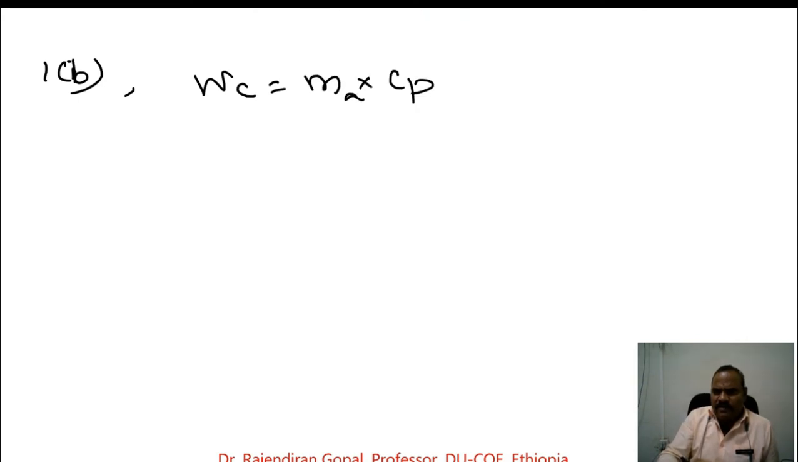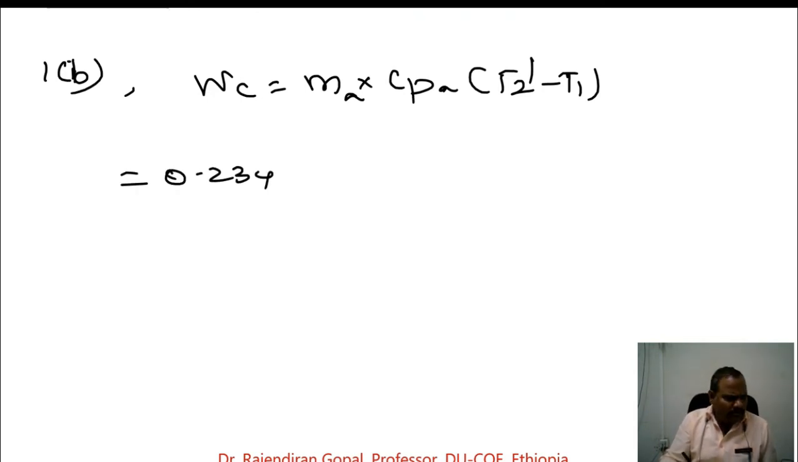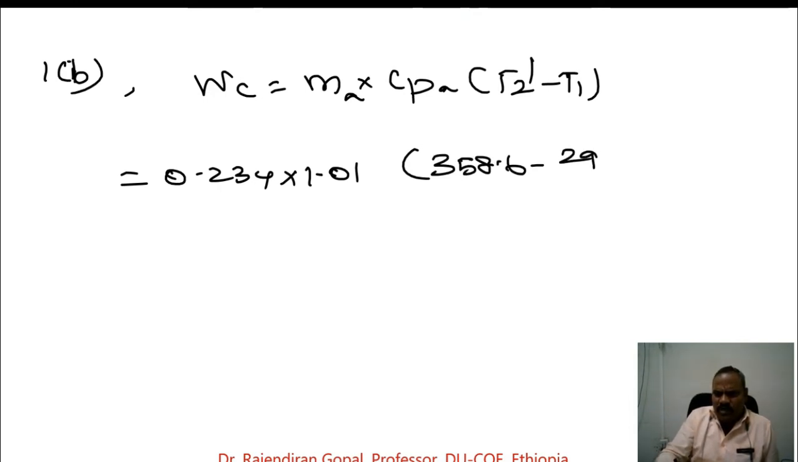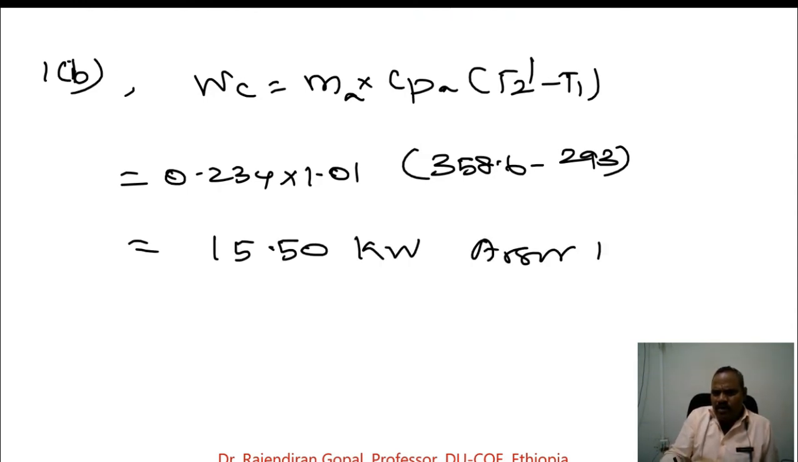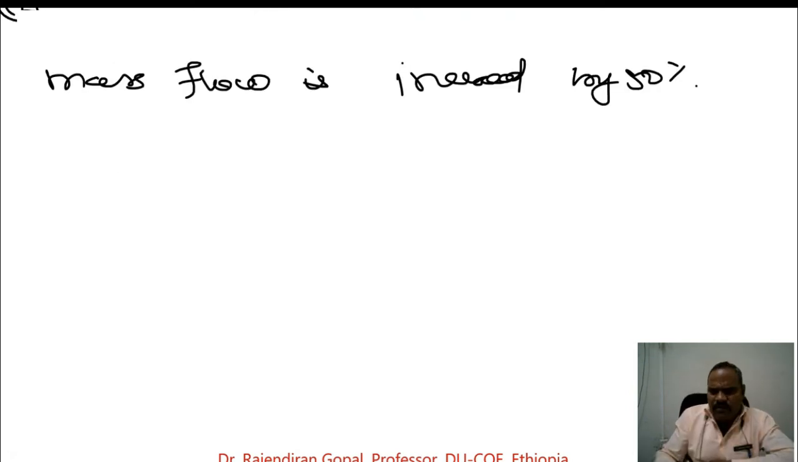Then the second question of the one is power output. Work of compressor is equal to mass of air into Cp of air multiplied by T2 dash minus T1, that is equal to 0.234 into 1.01. Then T2 dash 358.6 minus 293, we get 15.50 kilowatt. Answer 1B.